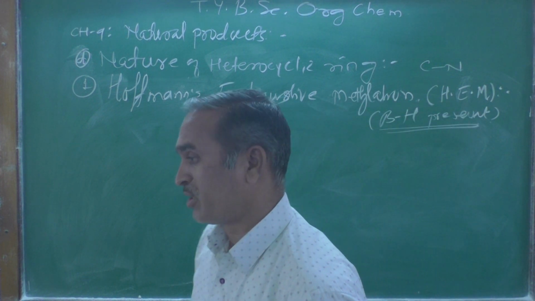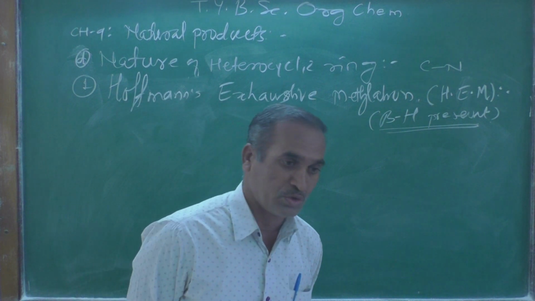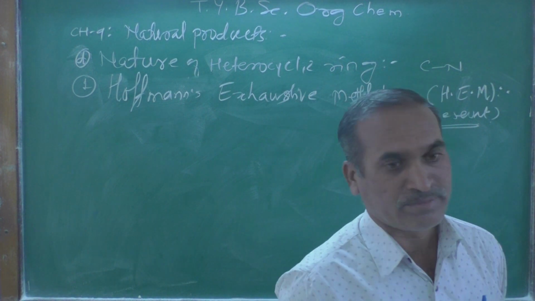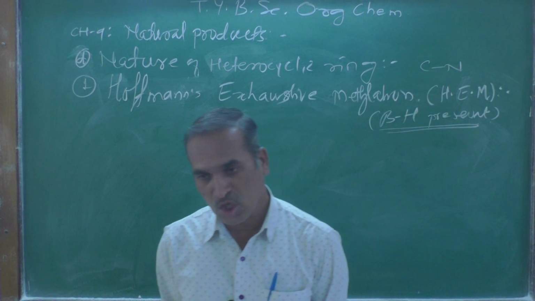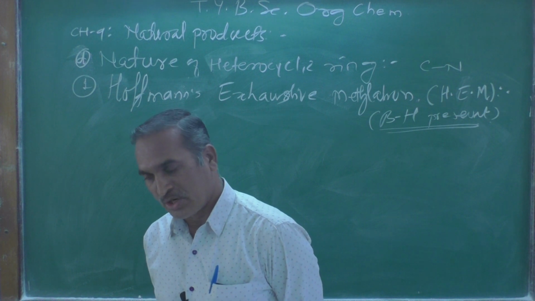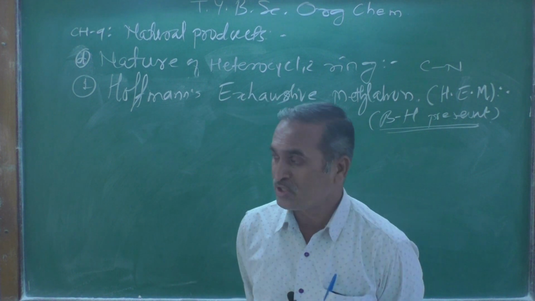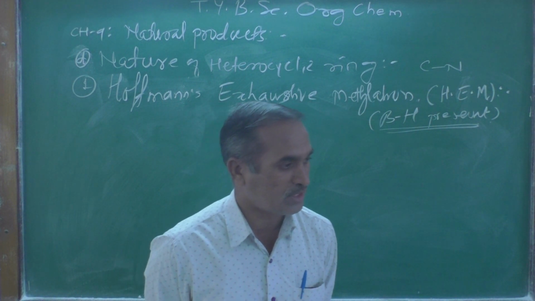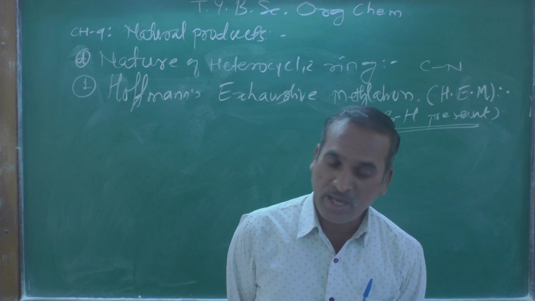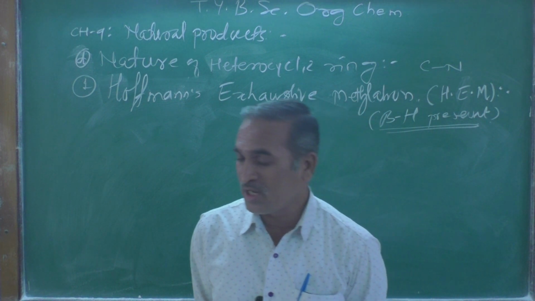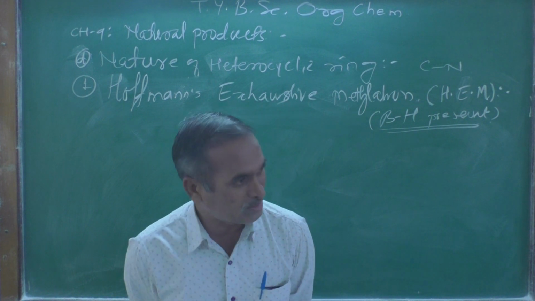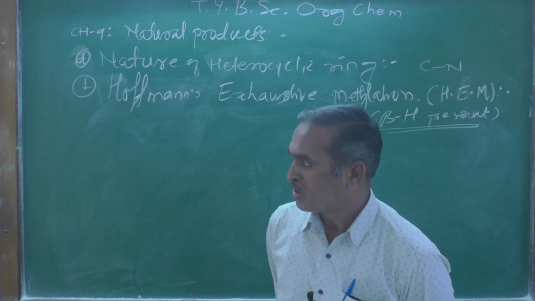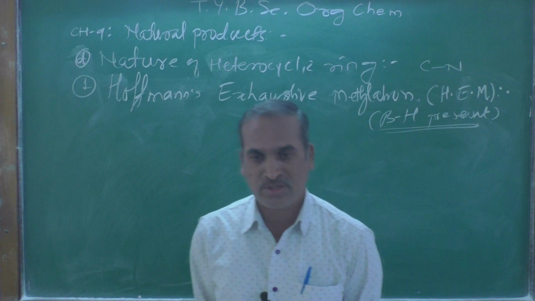What is exhaustive methylation? It is used for the detection of the heterocyclic ring in the alkaloid, and the necessary and important condition required is that a beta hydrogen atom must be present. Then and only then this method is applicable, otherwise there is no use of this reaction.